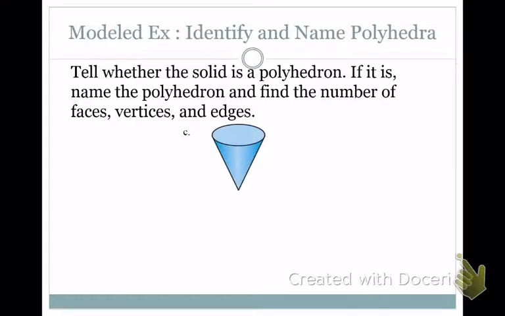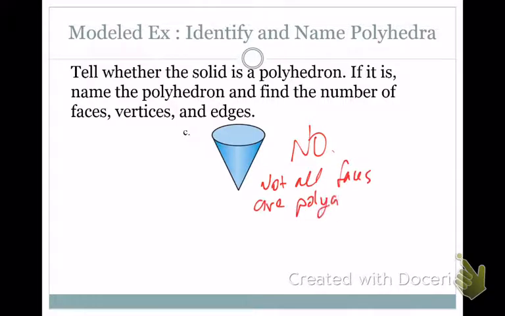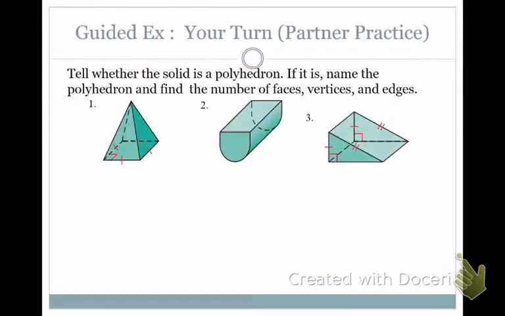Last but not least, is this a polyhedron? And you got to determine if it's a polyhedron first. Okay, and hopefully you're thinking the answer to this is no. And the reason why is because not all faces are polygons. This guy right here is not a polygon. So it's not a polyhedron. We don't need to worry about coming up with the name. I mean, we can name it. This is definitely a cone. But we don't have to worry about counting faces, edges, and vertices. Okay? All right? Now you try.